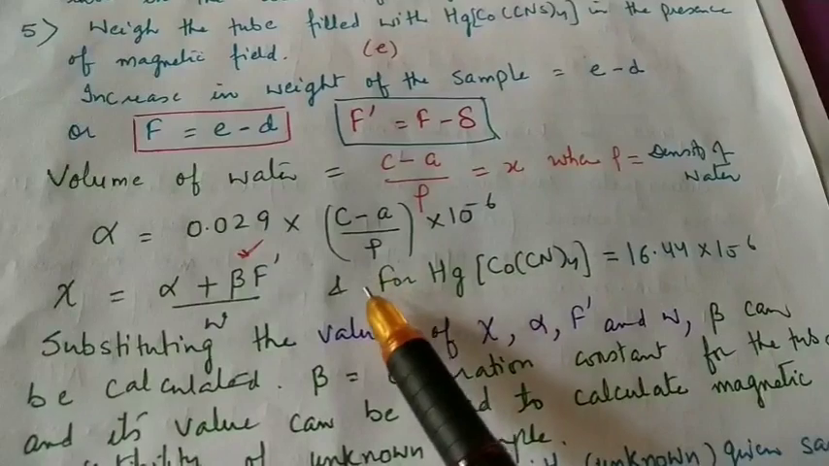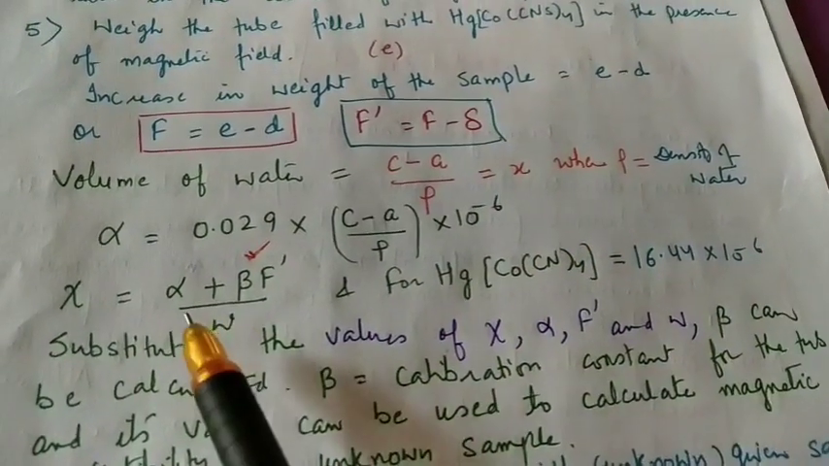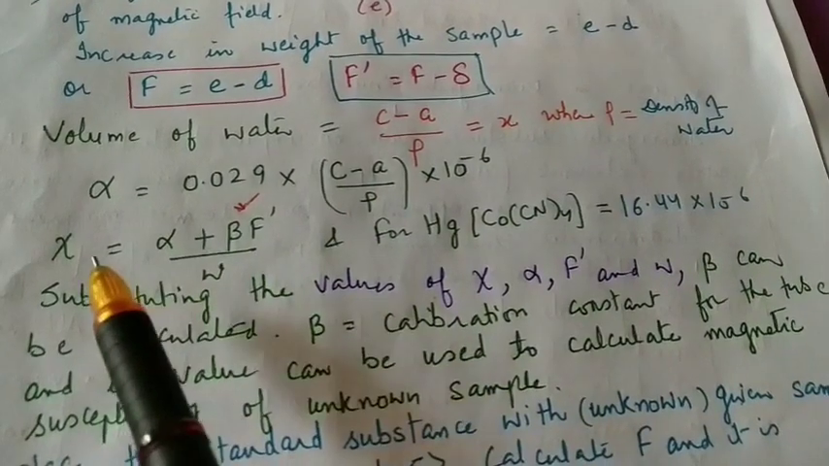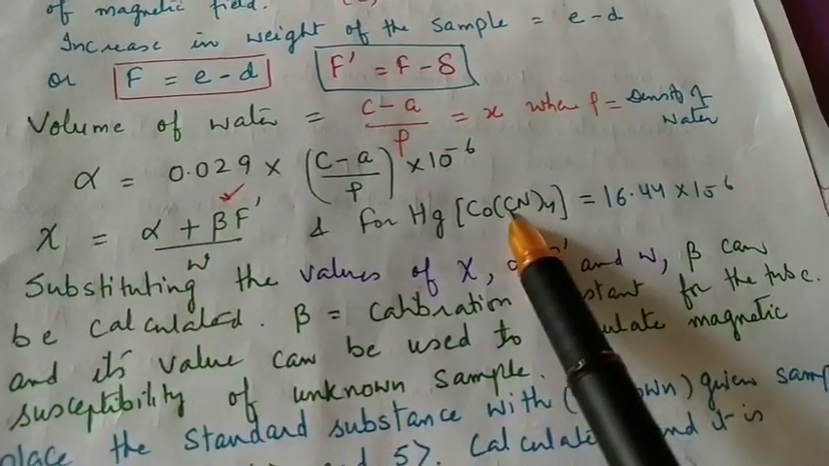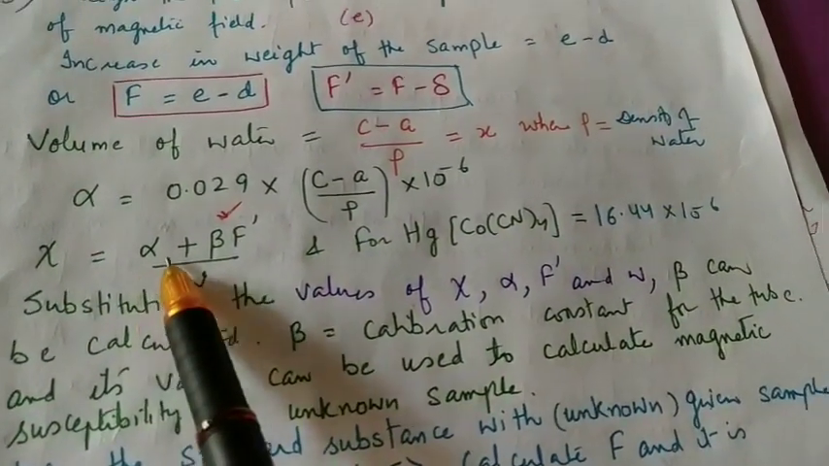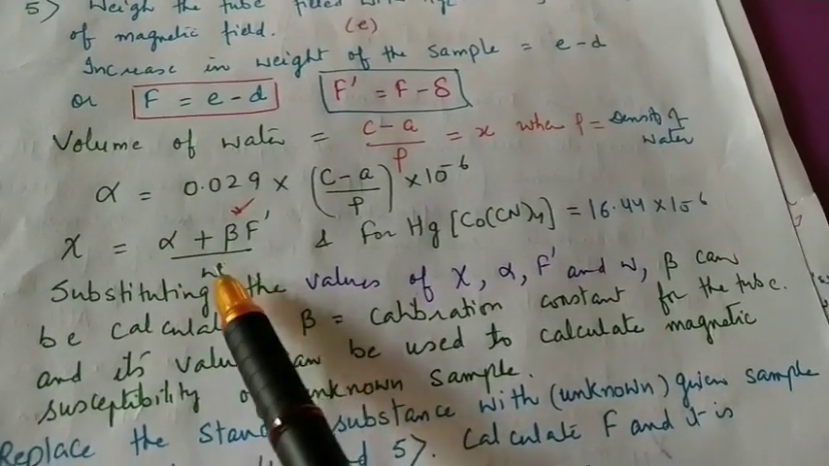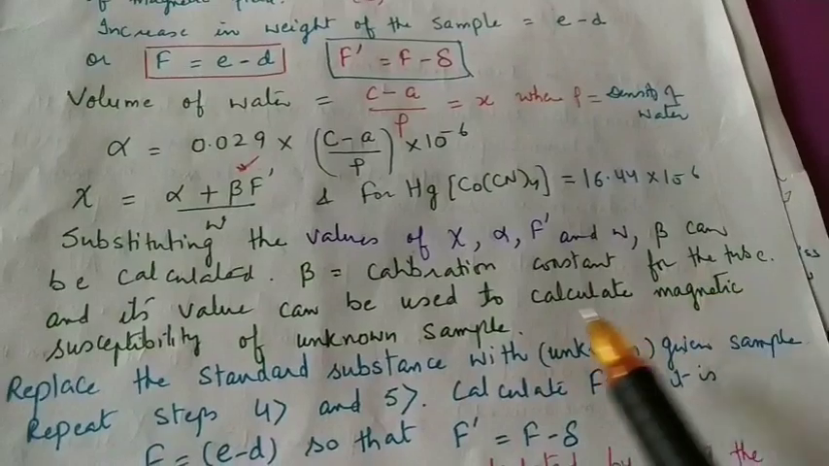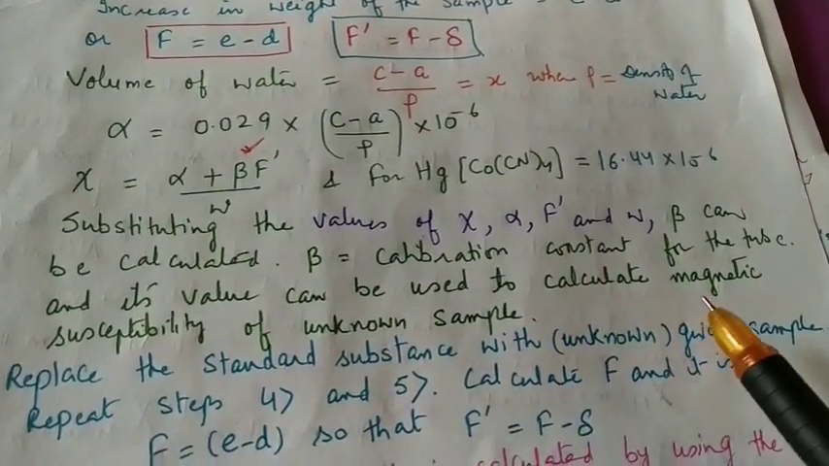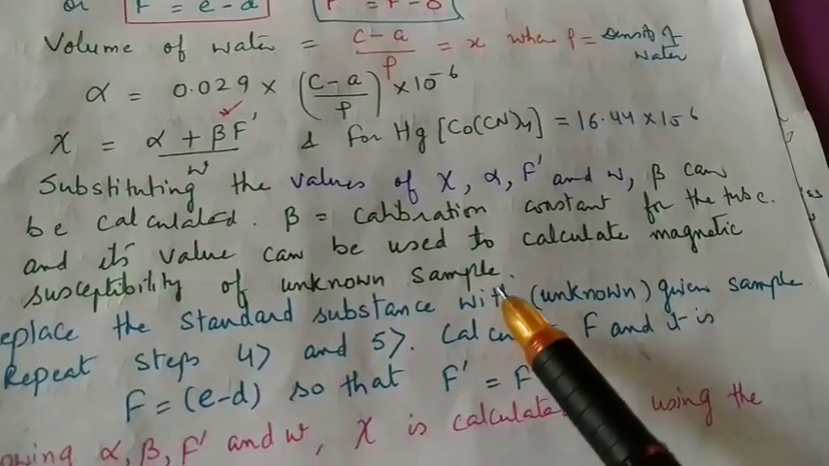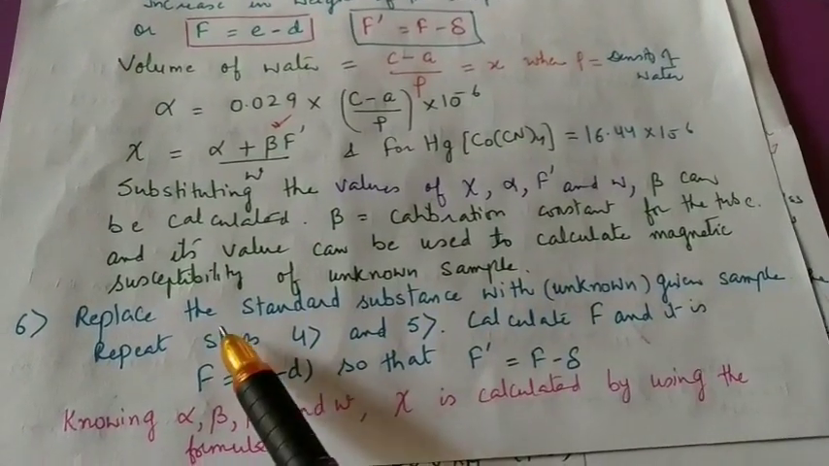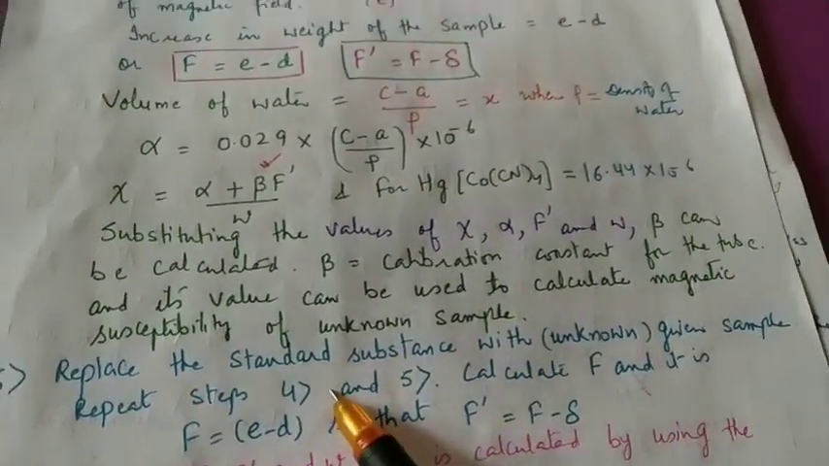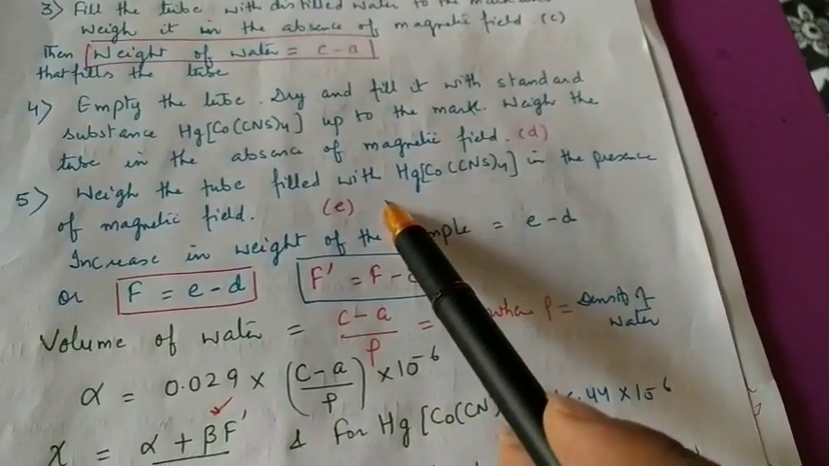And we know the value for the standard substance, so we can find out the value of beta. We know the value of magnetic susceptibility for this, which is fixed. It is given here. Alpha we know, W we know, and we can find out beta. So beta is the calibration constant for the tube, and its value can be used to calculate the magnetic susceptibility of an unknown sample. Now in the next step, we will replace this standard substance with the given sample. We will repeat steps number 4 and 5.